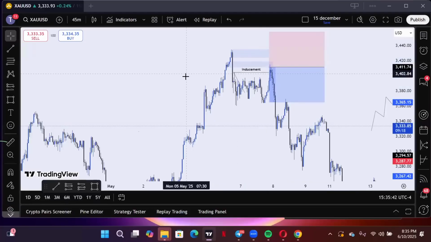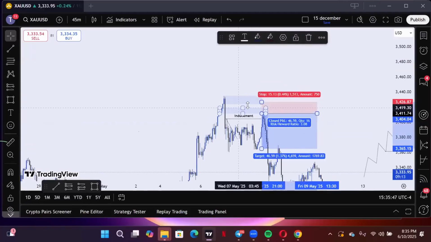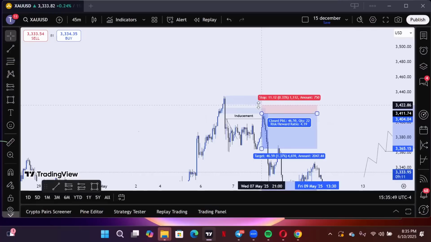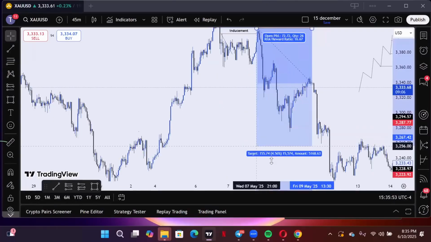And then my stop loss is above the last candles of the breaker. These are the two candles that made up the breaker block, so my stop loss was just slightly above them here. I took this trade all the way down to this zone.